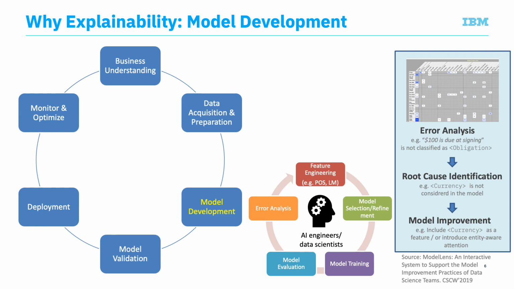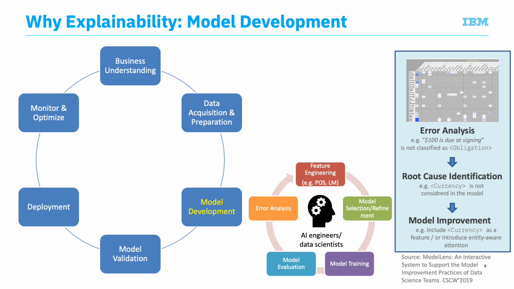During this stage, the model developers, who are often AI engineers or data scientists, often need to go through the iterative process of feature engineering, including deciding which pre-trained language model to use, model selection and refinement, the actual model training, evaluation, and error analysis. Explainability of a model is important to help the model developers to identify the possible root cause of the errors and improve the model.